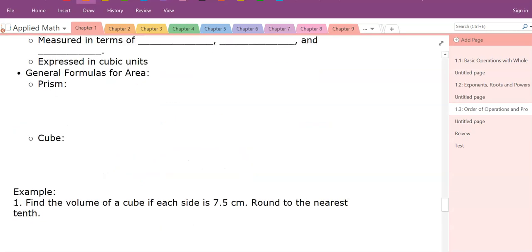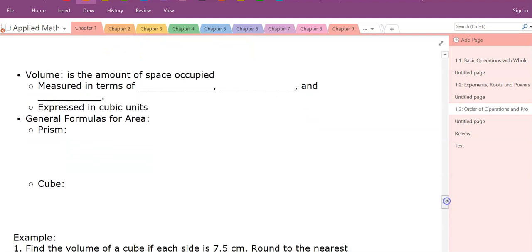Continuing on here to volume. Volume is the amount of space that is occupied, and it is measured in three terms: length, width, and height. When you're trying to label volume, you're always going to do cubic units. So like area was feet squared, volume would be feet cubed.